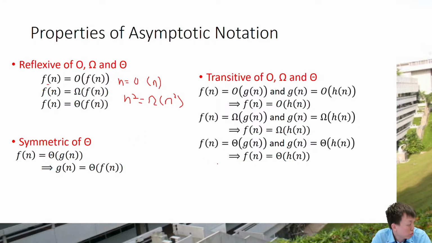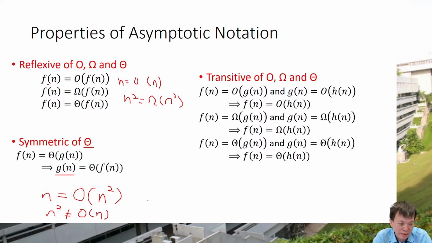The last one is the symmetry of big theta. f(n) is equal to big theta of g(n), so g(n) is big theta of f(n). This only applies to big theta only. Big O does not work. A very easy example: n is in O(n square), but that doesn't mean n square is in O(n). I just use one counterexample to easily prove that the symmetric property only works on big theta.